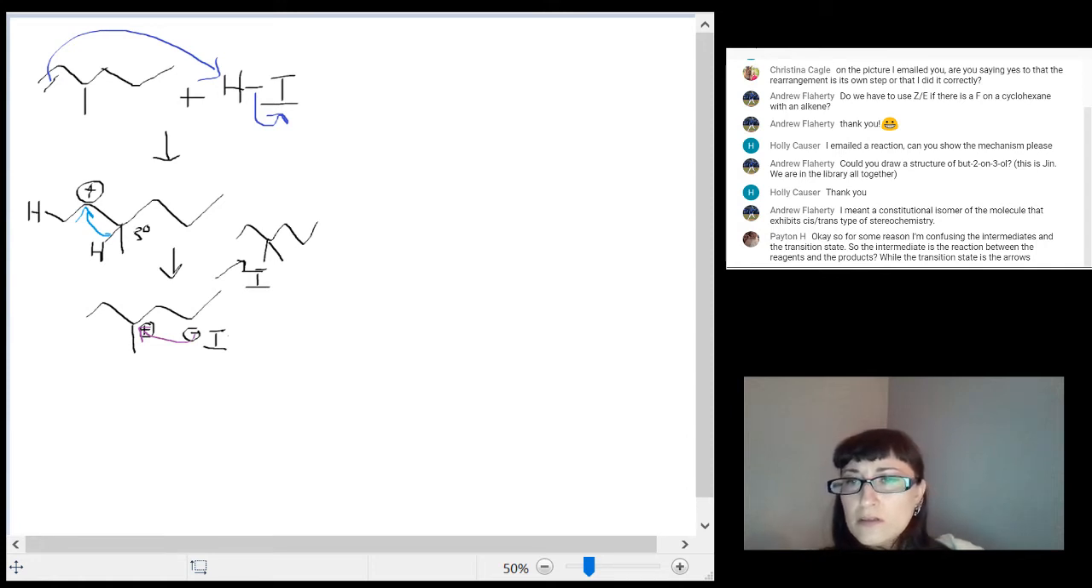Then, a constitutional isomer of the molecule that exhibits... Andrew, what are you talking about?